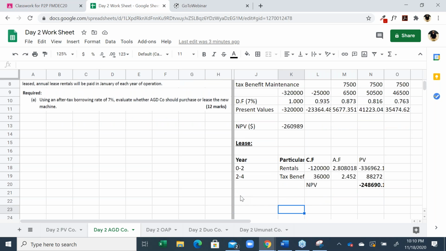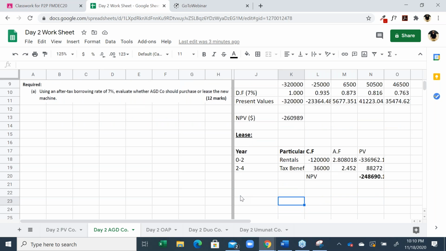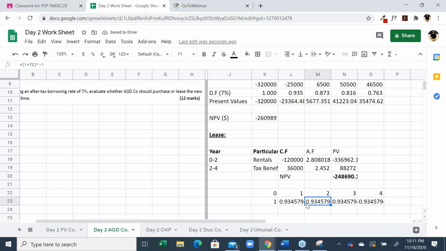Okay, let me make it simple for all of you, though it's a very basic concept. Let's calculate discount factors. First, let's calculate discount factor for year 0. And for year 1, it will be 1 plus 7% raised to the power minus 1. So that's for year 0, 1, 2, 3, 4. Power minus 2, power minus 3, and power minus 4. So here we go.